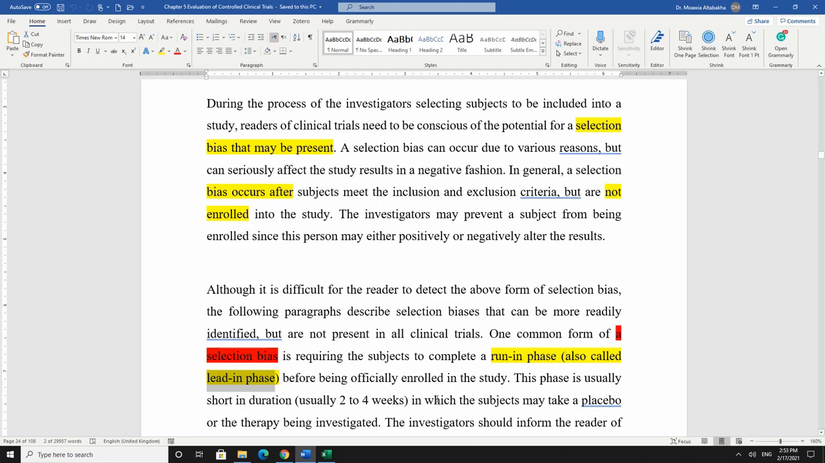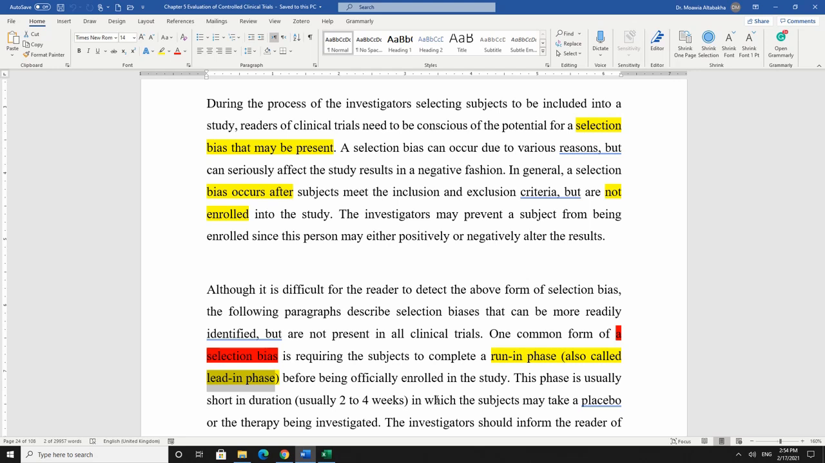Okay, what should have happened is that they should have included those people in the results and assumed that they are failures or that there are safety concerns regarding them. So their results should have been included. Okay.